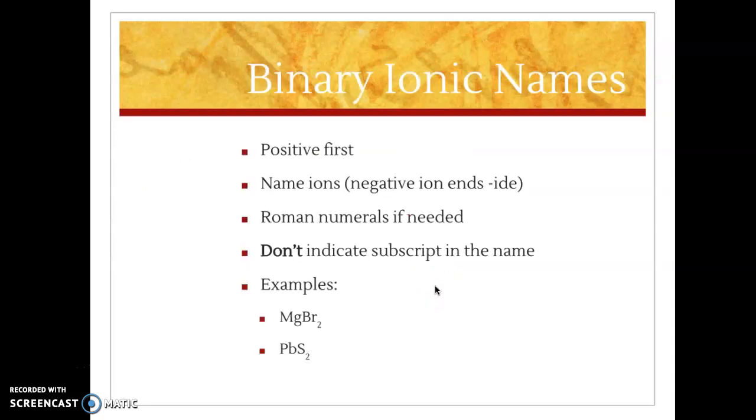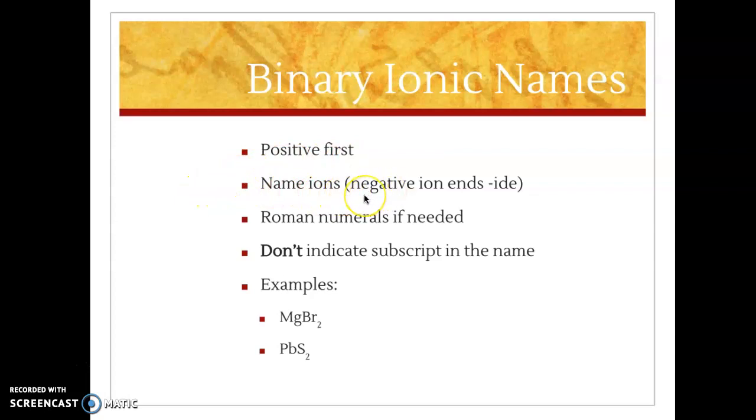Okay, now going the other direction. This is when you're given the chemical formula for this ionic compound and we have to write the name. These are the things to think about when we're doing that. We always want to write the positive ion first. Positive first, negative second. And then we just want to name the ions.